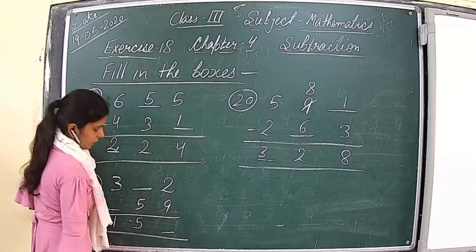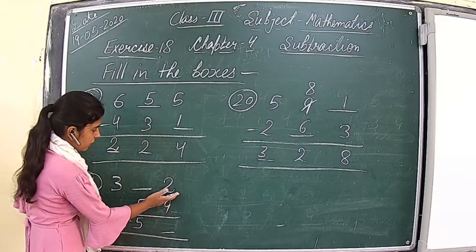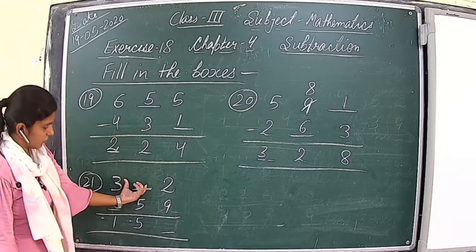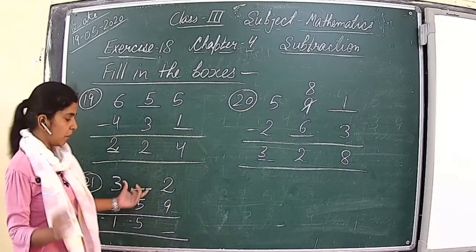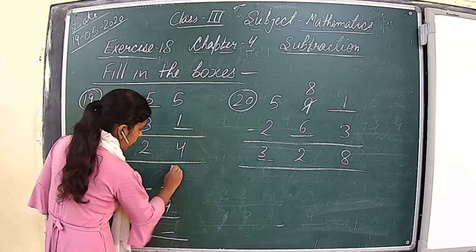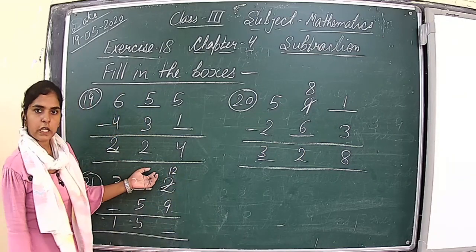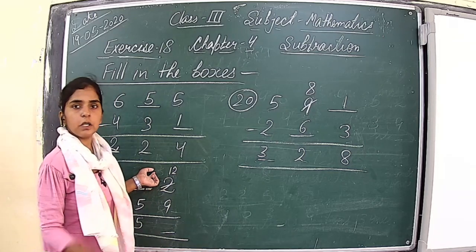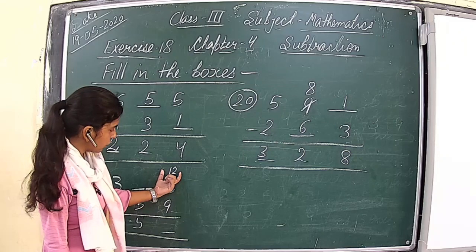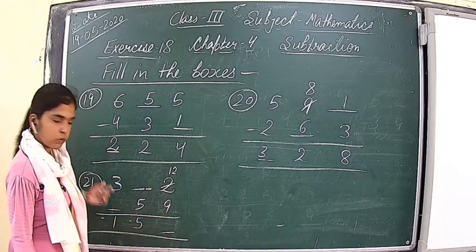2 minus 9. It is not possible. It means it must take 1 borrow from the previous number. You know which number is there? We don't know. But before going to this place, we will solve this one. Whenever we take 1 borrow, the number will become the digit with 1. It means 2 will become 12. 12 minus 9 is equal to 3.